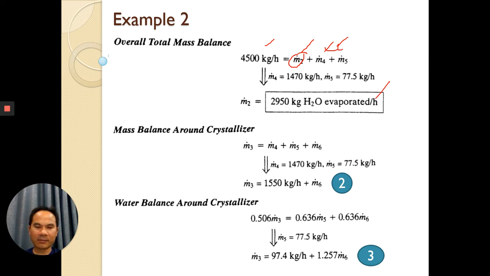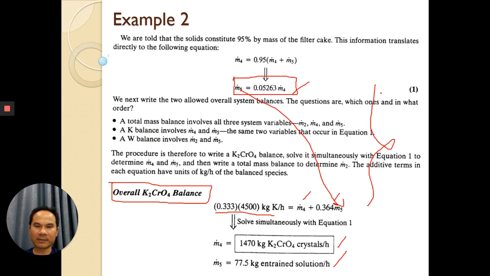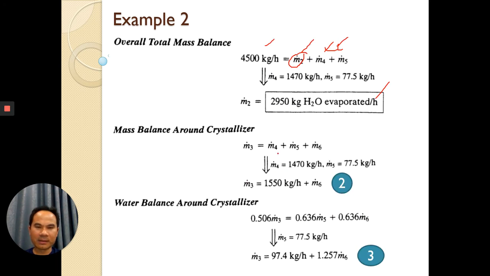Okay, for this case, the first step, we balance the overall balance, our total mass balance. The total mass balance around the electrolyzer: M3 equals M4 plus M5 plus M6. You know M4, you know M5. Okay, you have to find another equation. And then you can relate M3 as a function of M6. Two unknowns, one equation, you cannot solve it, and you have to do another balance. For this case, we make a water balance around the electrolyzer.